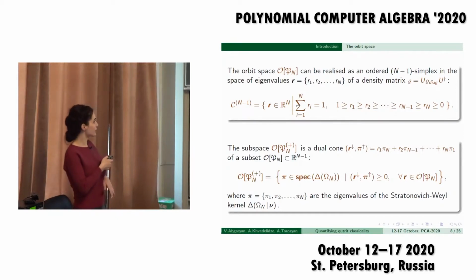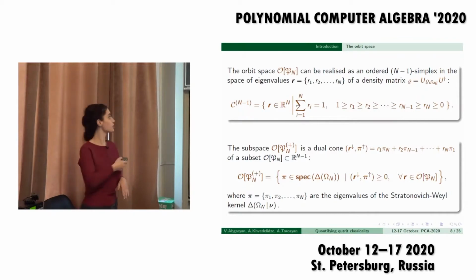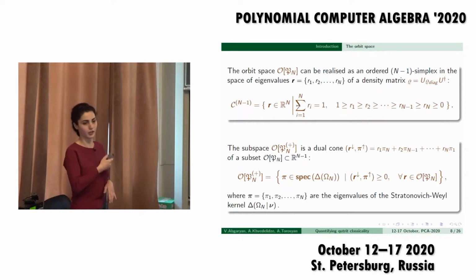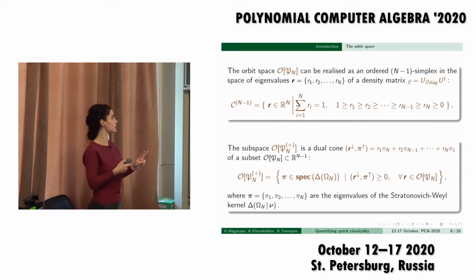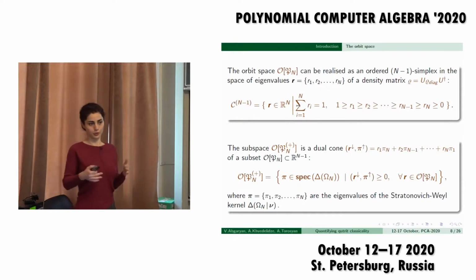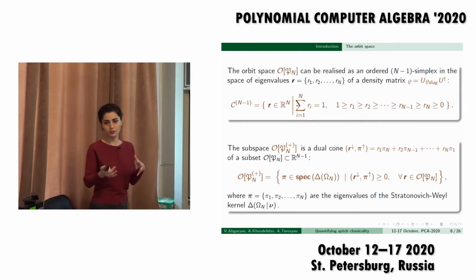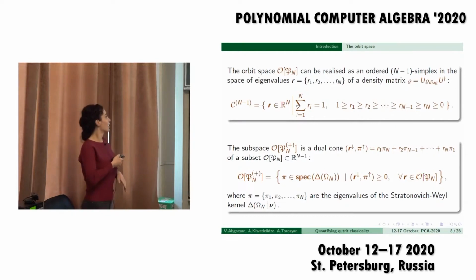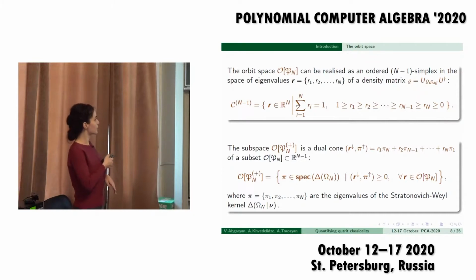This orbit, you can see that it's quite simple. For example, for a qubit case, a two-level quantum system, there will be R1, R2, so two eigenvalues of the density matrix. And you can easily see that you have just one equation and a few inequalities. And you just get some line or some simplex, let's say, we call it simplex, for each case. And that simplex would be the orbit space.